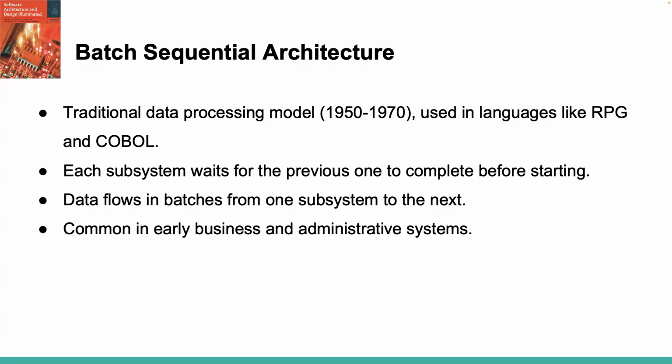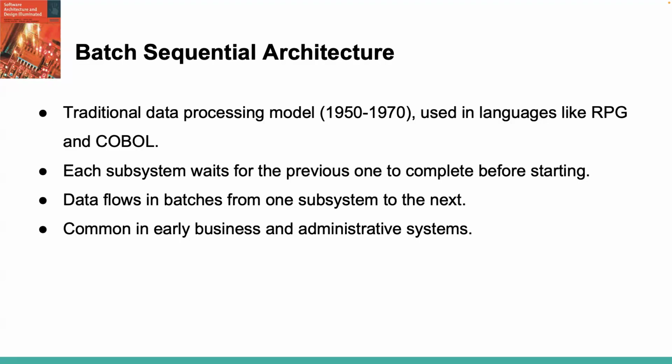Data is processed in batches, which means a large group of records is collected and processed at once rather than in real time. For example, a company might collect all employee time cards for a week, process them in one batch, and then move on to the next set of records. Key point: the system handles data in chunks, and this batch of data flows from one subsystem to the next.